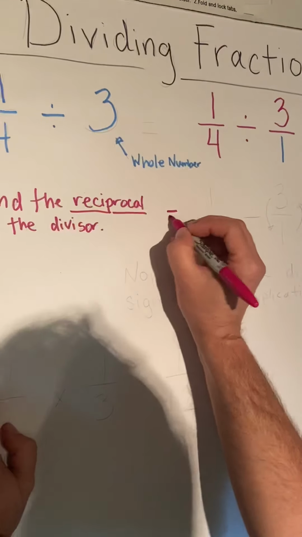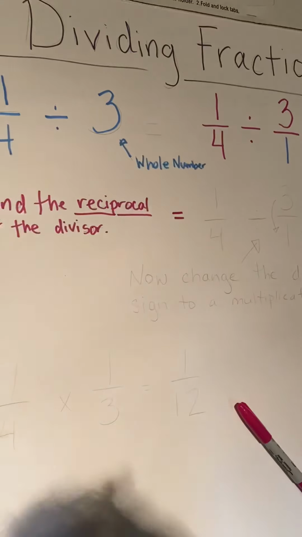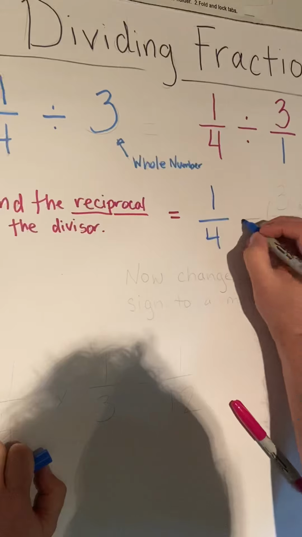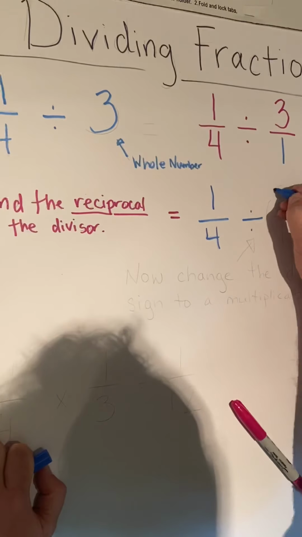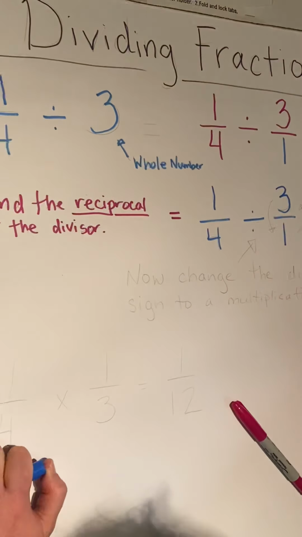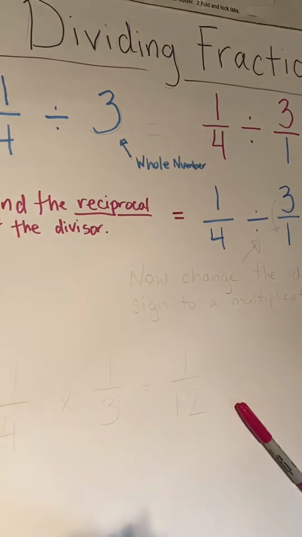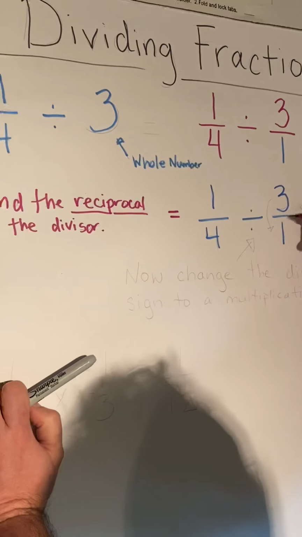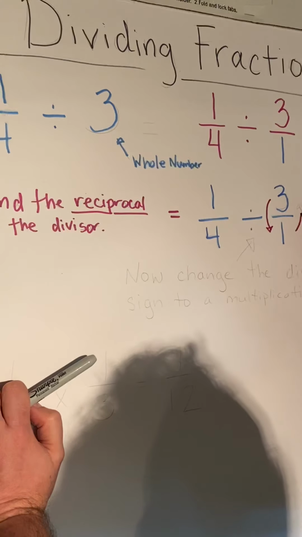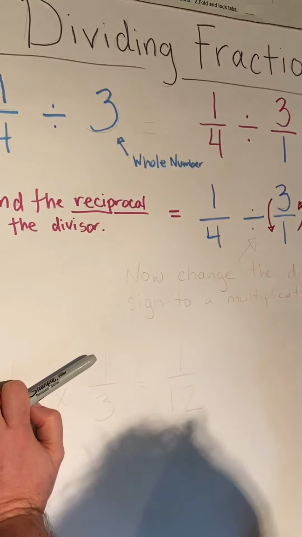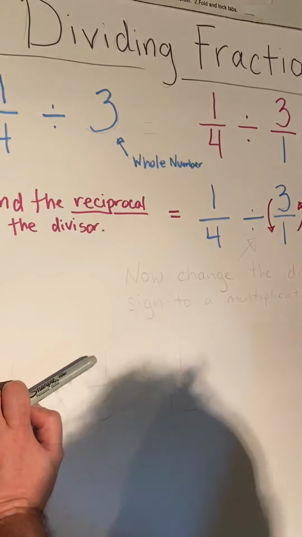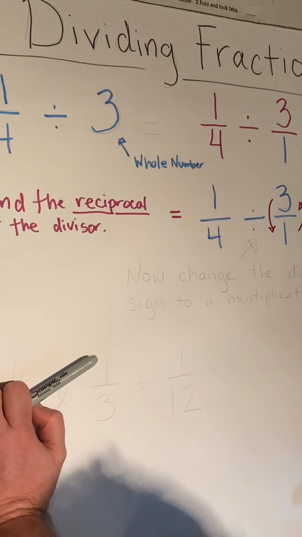So what that looks like is, here's our 1/4 again, divided by 3/1. And to get the reciprocal, what we have to do is flip it. We are literally going to just flip our divisor. So our 3 is going to go to the bottom, to our denominator, and our 1 is going to go up to the top and become our numerator. So then we're going to have 1/3. That's how we're going to do our dividing in this case.